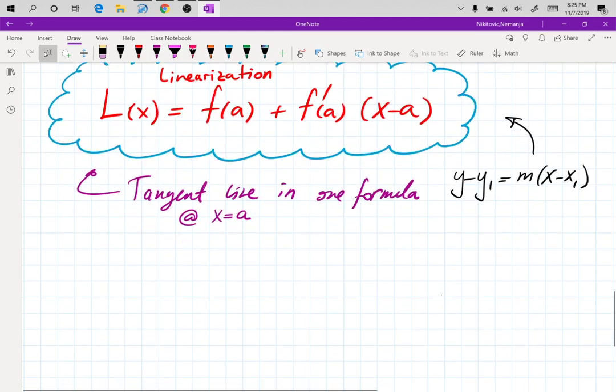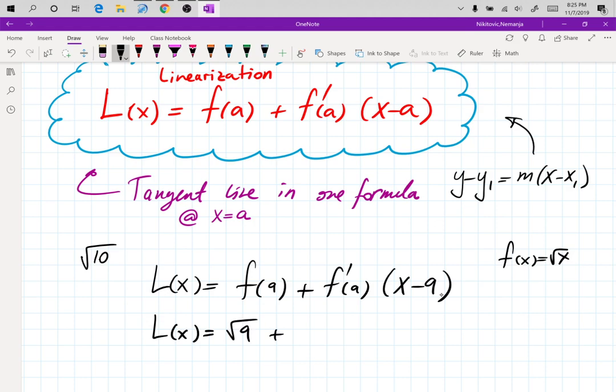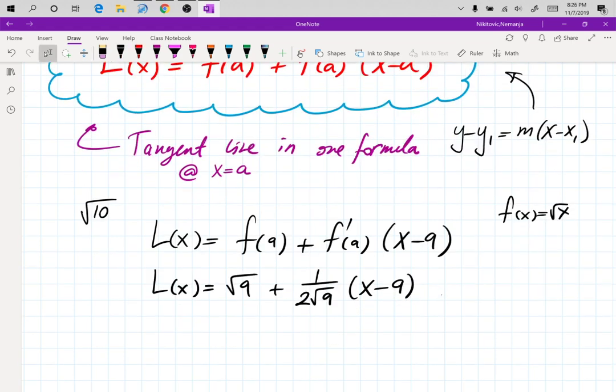So if I am to go back and review my square root of 10, I will calculate L of x by f of 9 plus f prime of 9 times x minus 9. The same problem done up there in fragments is now done in one line. Now I know my f of x is root x. So I have L of x is equal to square root of 9 plus 1 over 2 square root of 9 times x minus 9, which is 3 plus 1 over 6 times x minus 9.